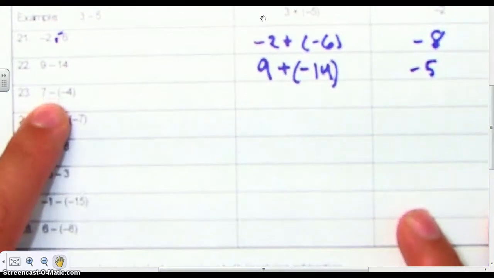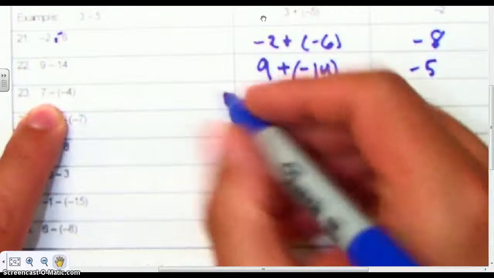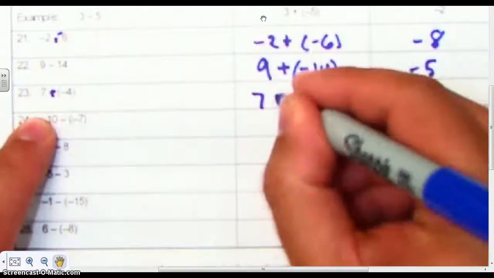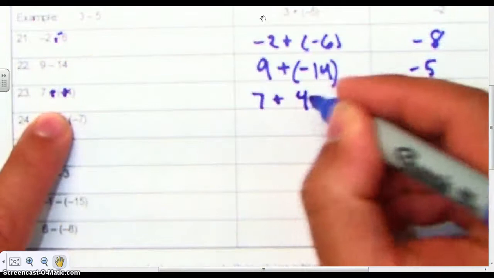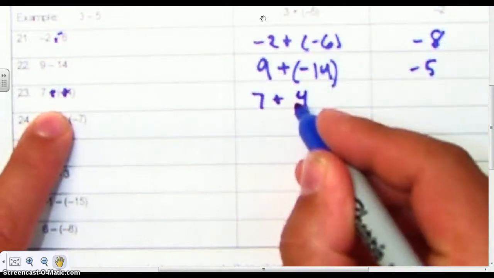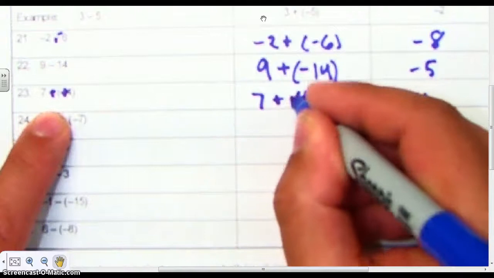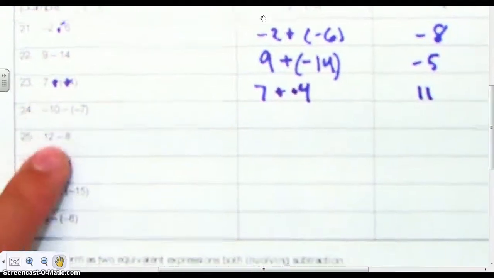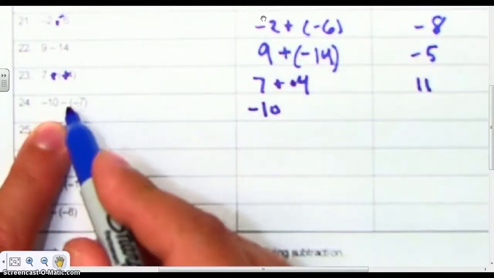Continuing. Let's rewrite this one. We have 7. Since it's subtraction, we're going to change that subtraction to addition. And since that's a negative 4, we actually add a positive 4. Now you could put another plus sign, or you could just leave it like this. 7 plus 4 is 11. You could also put a plus sign there. It wouldn't make a difference. It's the same thing. And going on to this, we keep the negative 10 just how it is.